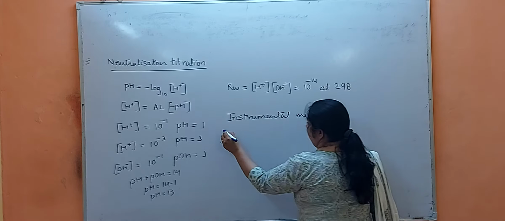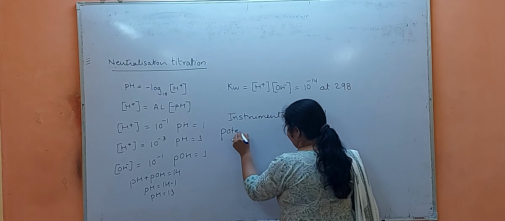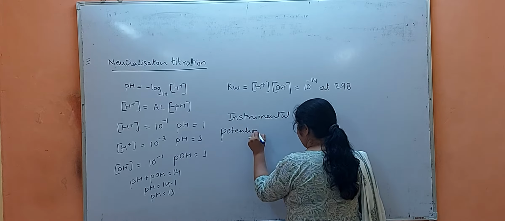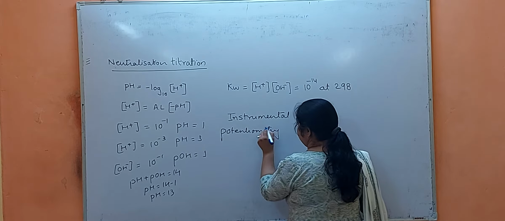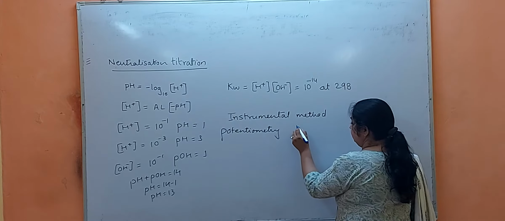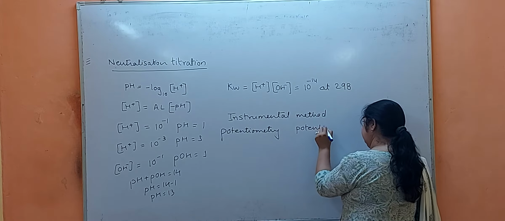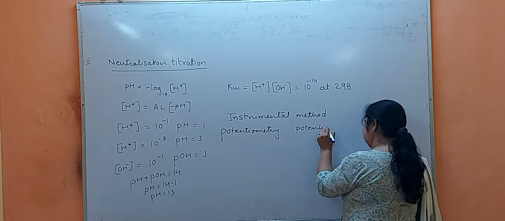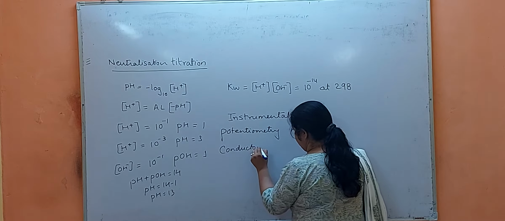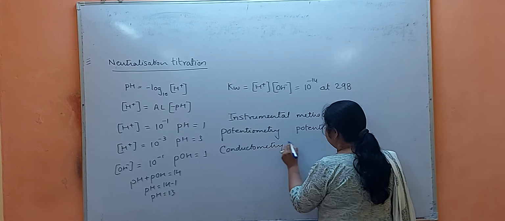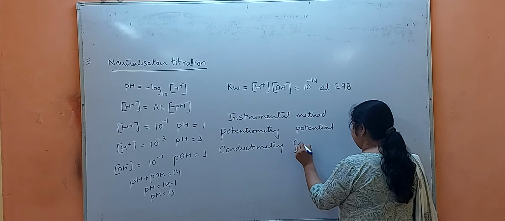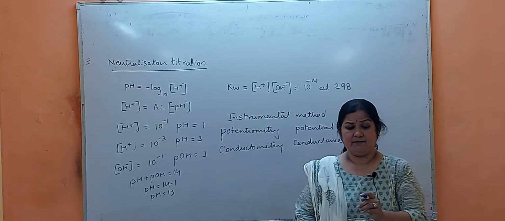Now we can use potentiometry to determine the endpoint, and here the measured quantity is potential. We measure the change in potential. Or you can use conductometry, where we use the change in conductance. So this can even be used, and then from the graph one can find the endpoint.